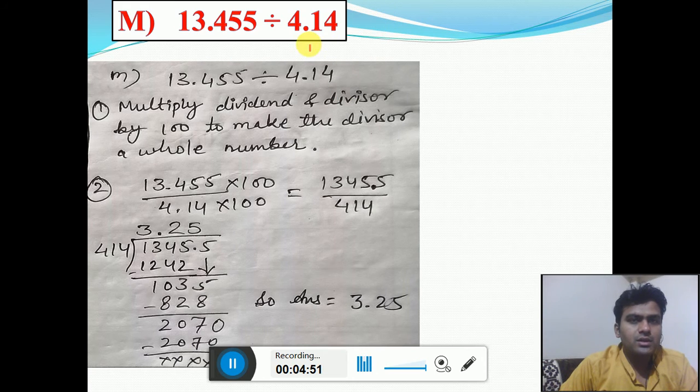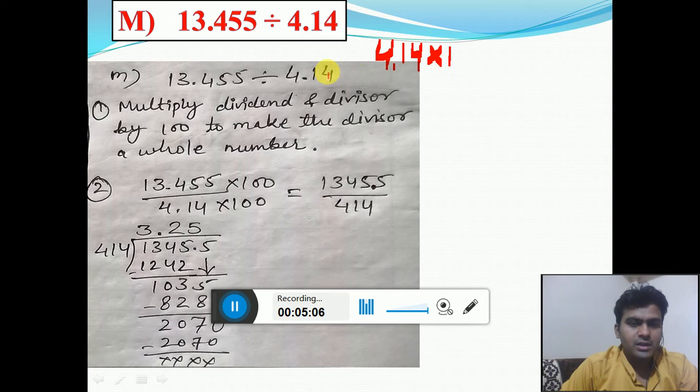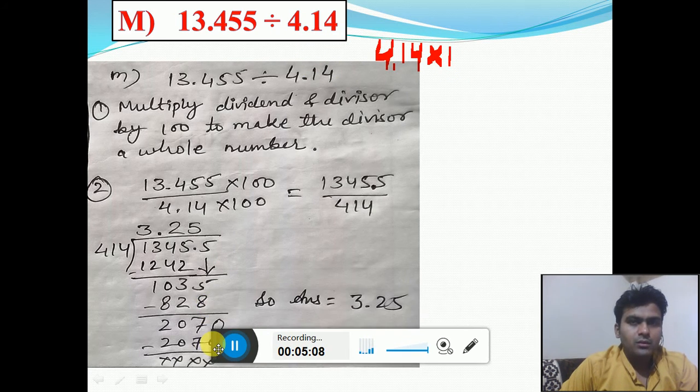Move on to the next question, question number M. Here the divisor is a decimal number, 4.14. The decimal point is placed after 2 places from the right. So to make it a whole number, we have to multiply it by 100. When we multiply it by 100, the decimal point will move 2 places to the right.